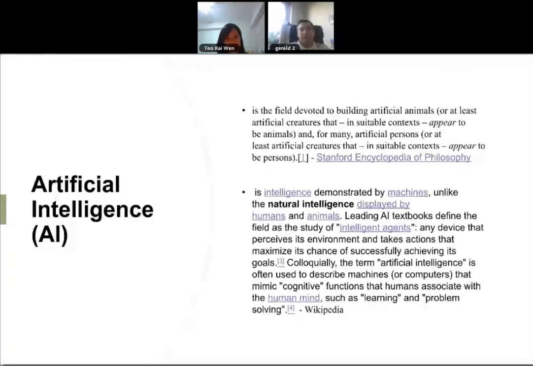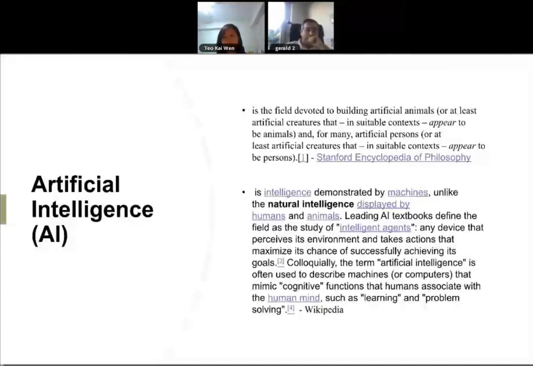So where to start in all these things? This presentation is about artificial intelligence. And it could be interpreted as complex as, if you go to the Stanford Encyclopedia of Philosophy Online, you will see that it is the field devoted to building artificial animals, or at least artificial creatures that in a suitable context appear to be like an animal, and for many, artificial persons. So as you can see, these are very cumbersome definitions that, well, we really don't know how to understand.